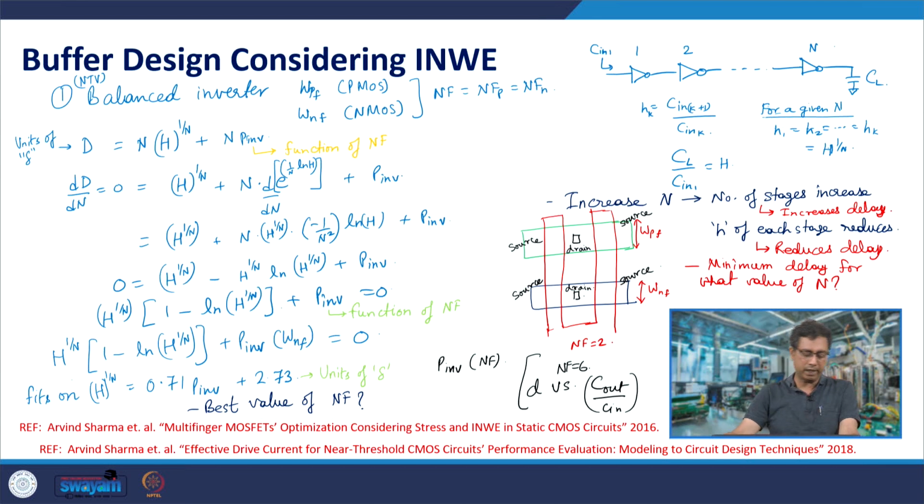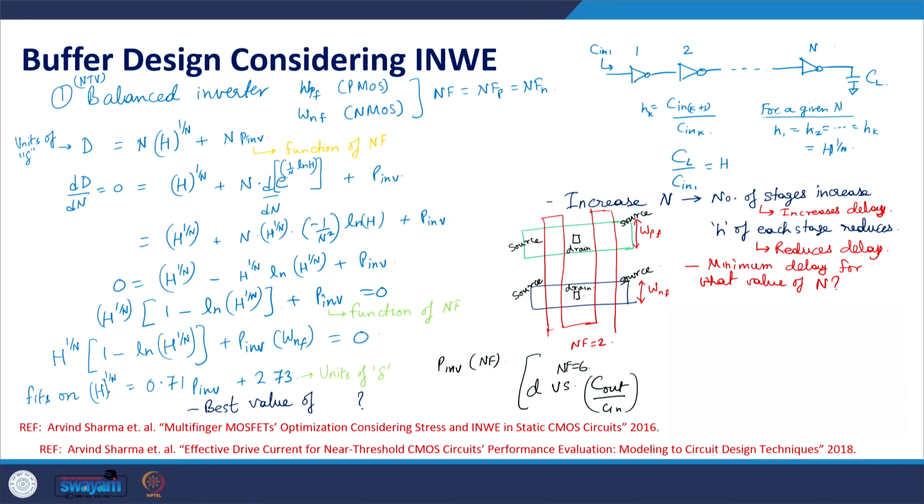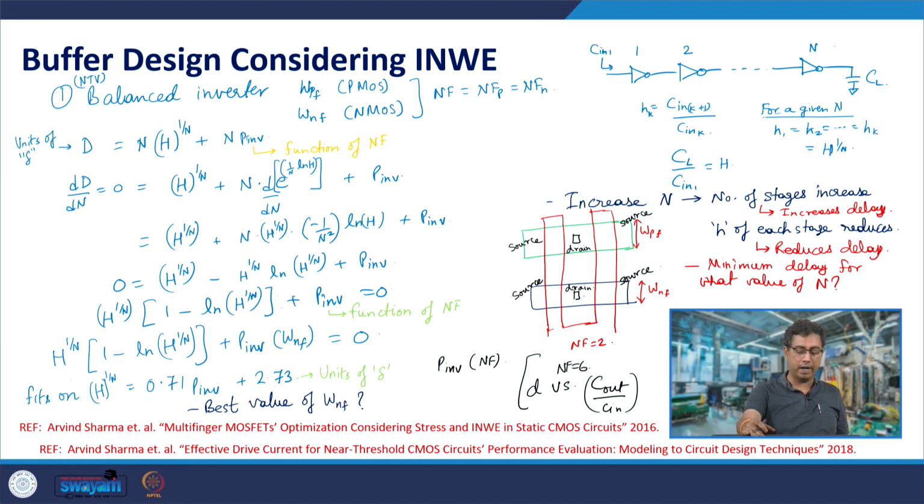So, within that range, this expression can be approximated by this linear expression to a very high level of accuracy. So, till now what we have done is we have an optimum number of stages for a given value of WNF. Now we want to get the best value of WNF. How would we get that? We will follow an iterative method.